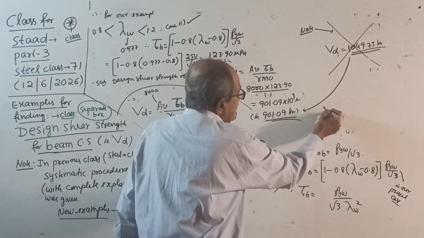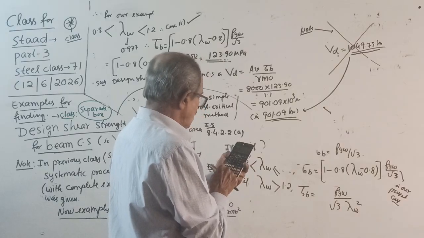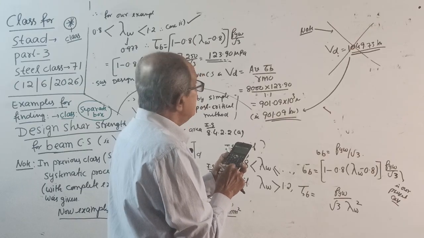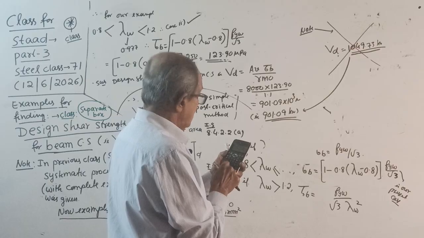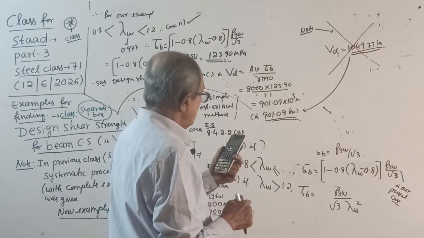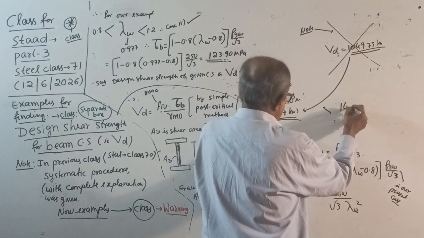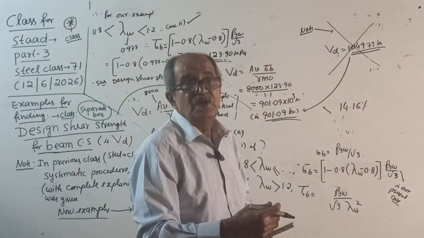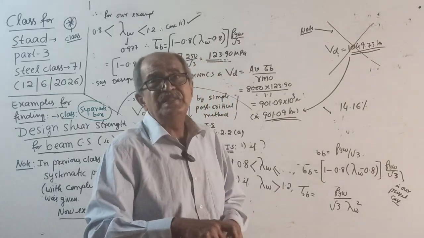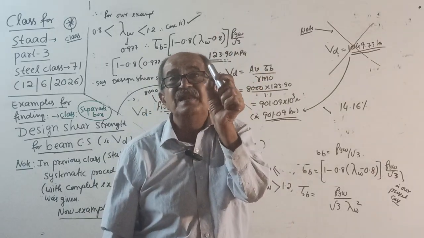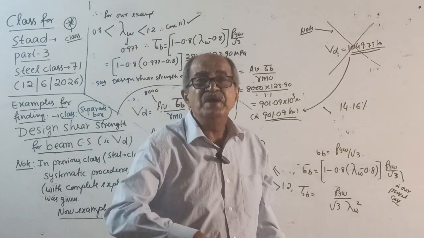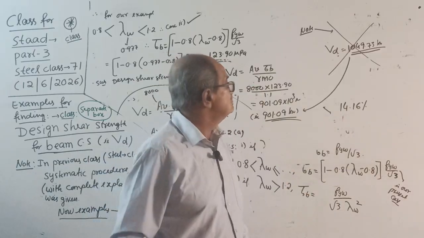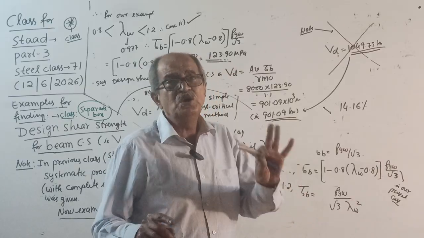That is reduced by what percentage? See here, 1049.73 minus 901.09 divided by 1049.73 is nearly 14.16% strength is reduced. Now, as you make the web further deep and further thin, it will keep on becoming weaker and weaker. So the reduction of strength will be more. It will become more and more weaker. Just for those who want the concept.